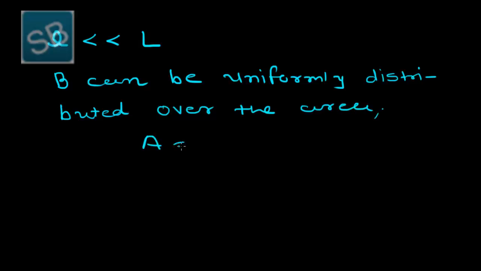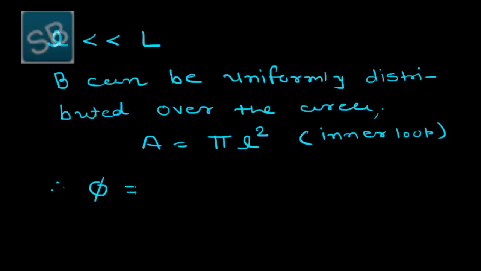Here, the area of the rectangle, or square, we have to find. So it is pi L square, because all are having the same length. So this is for the inner loop, and therefore the magnetic flux related to the inner loop is equal to B dot A, that is also equal to B into L square.